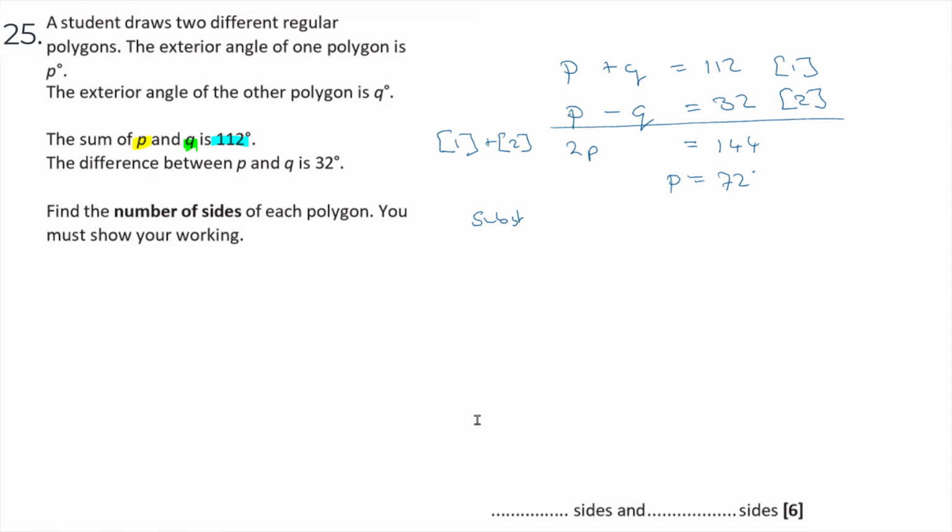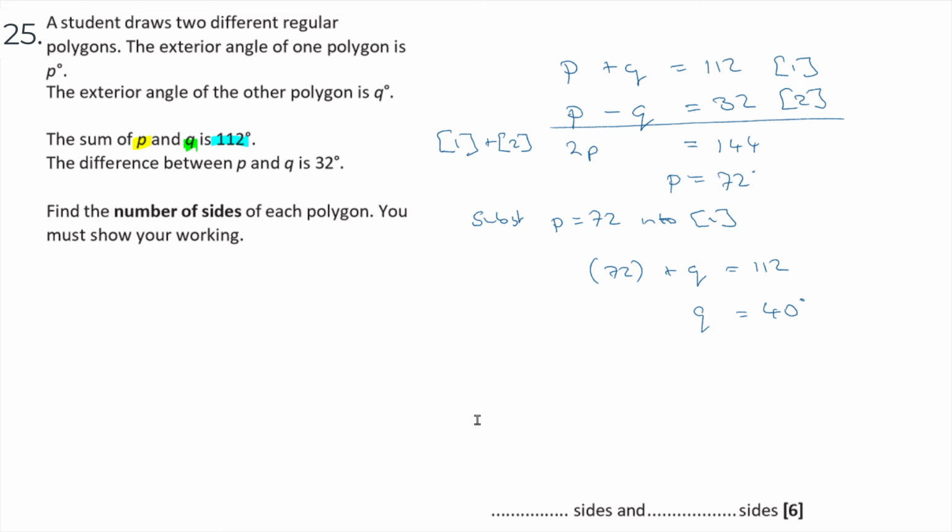So substitute P equals 72 into equation 1. What am I going to get? 72 plus Q is equal to 112 then. So taking 72 away from both sides, Q must be equal to 112 take away 72. What's that? Is that 40? Okay. So P has an angle of 72 degrees, Q has an angle of 40 degrees.